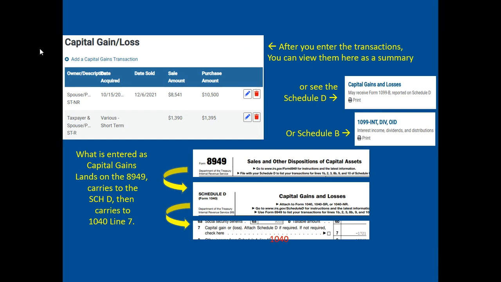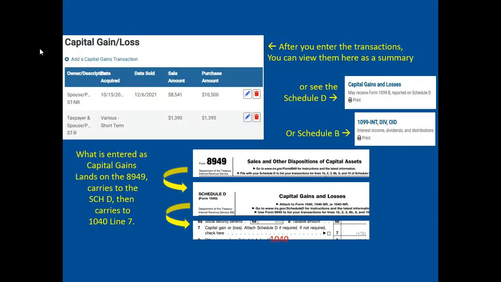There's short term where the cost was reported to the IRS, and then there's short term where the cost was not reported to the IRS, but it's on your paperwork. There's long term where the cost is reported and long term where it's not reported. Regardless, any transaction you do, the first thing you're going to see on your computer screen is a summary. So that's pretty cool. You can kind of see what you did.